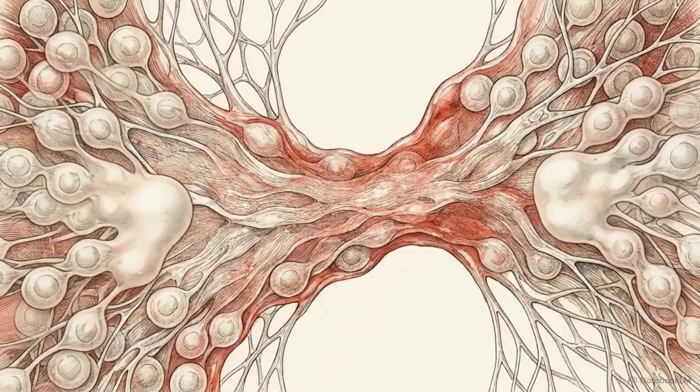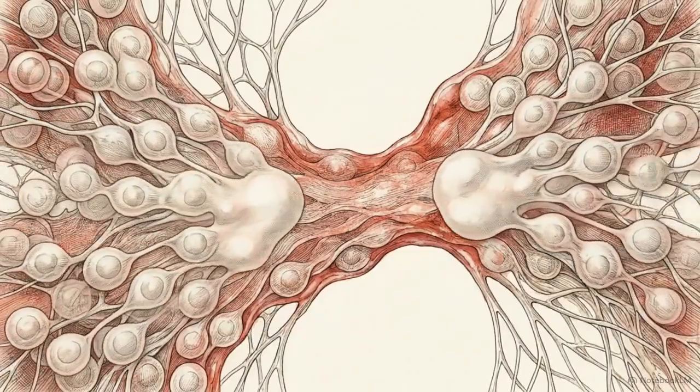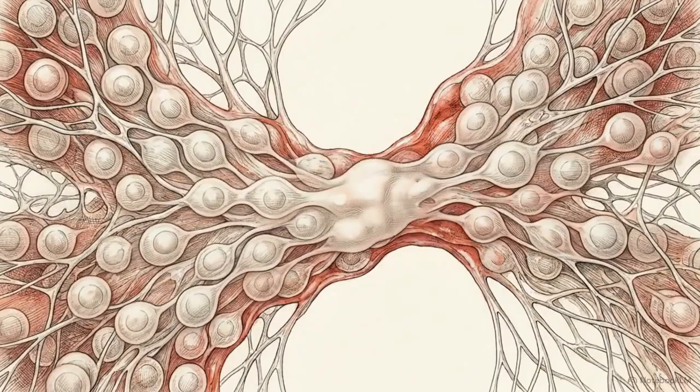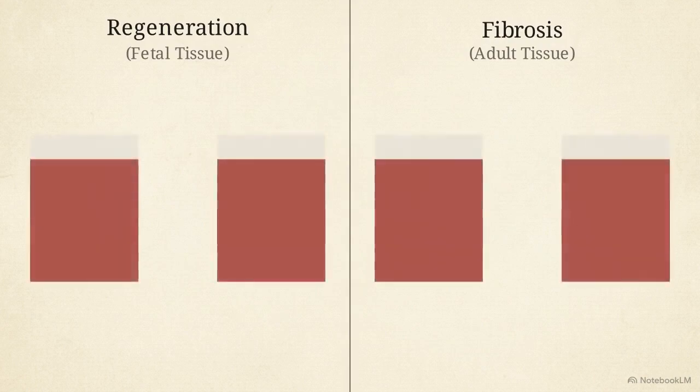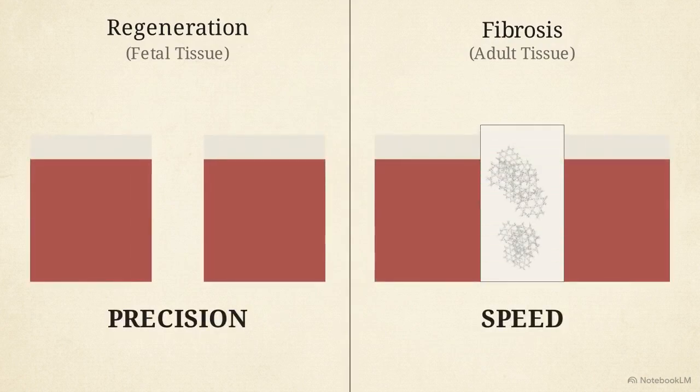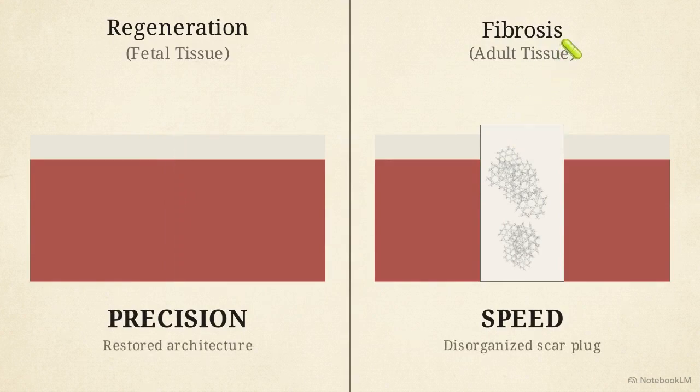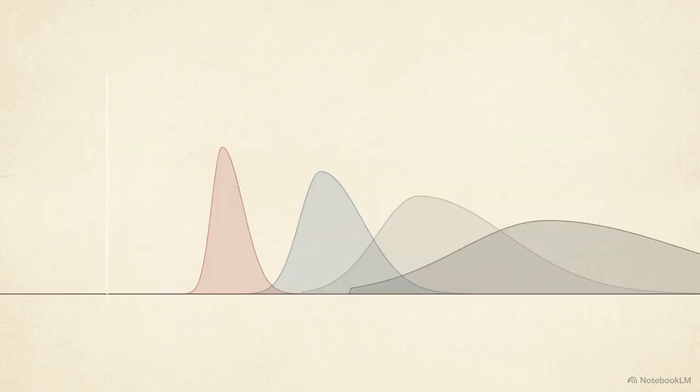Early in human gestation, fetal tissues can sustain severe damage and regenerate seamlessly without a trace of a scar. By adulthood, that capacity is replaced by fibrosis, a rapid, structurally imperfect patching of the defect. This evolutionary trade-off favors speed over precision. Rather than reconstructing the intricate architecture of the original tissue, the adult body prioritizes closing the defect quickly to prevent fatal infection or exsanguination. This rapid closure depends on a synchronized, overlapping four-step sequence.